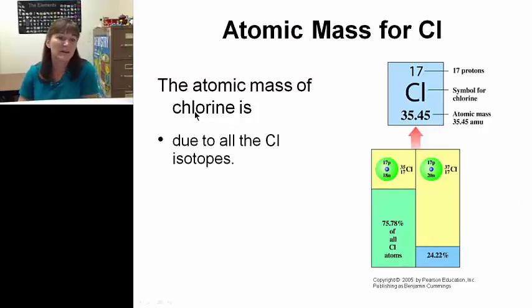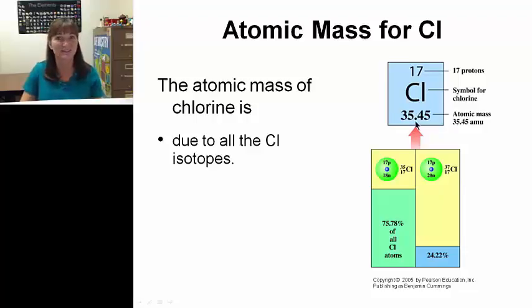The atomic mass of chlorine is due to all the chlorine isotopes. Remember I said they figure out that average atomic mass by averaging all the isotopes out there. It turns out that chlorine has 2 isotopes, chlorine 35 and chlorine 37. But they have a different abundance out there in nature. So they don't just take the quick little average of 35 plus 37 divided by 2 is 36.